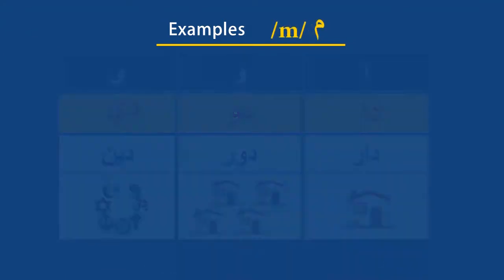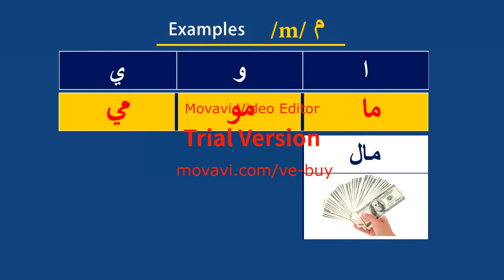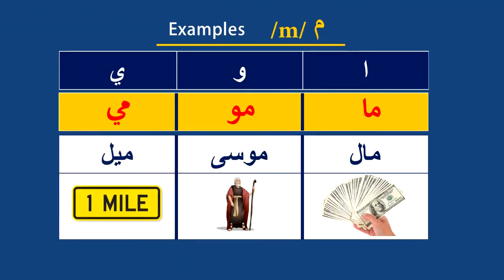Another example is mim. It has the sound of m, just like the m in man. And when we add the long vowels to it, it becomes ma, mu, mi. Examples of it are mal, which means money, Musa, which is the name of the prophet Moses, and mil, which is mile.